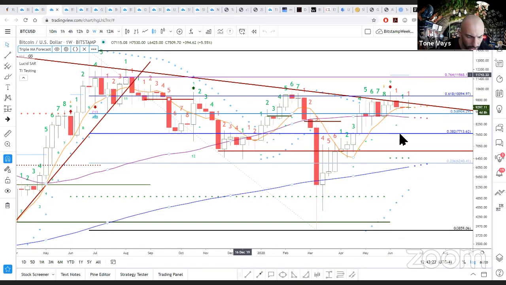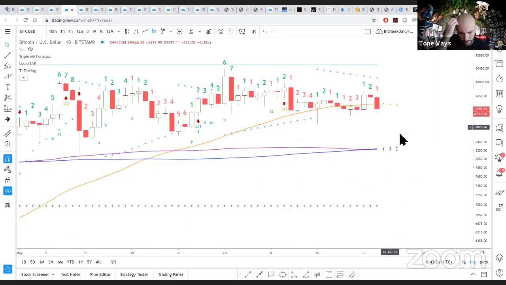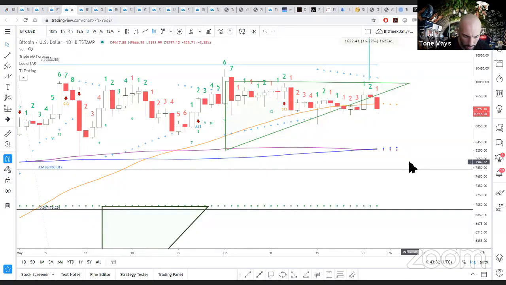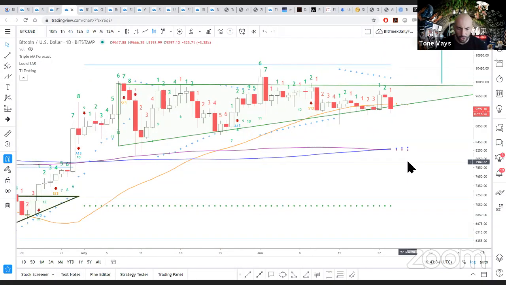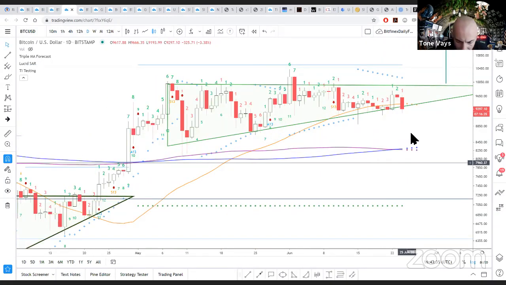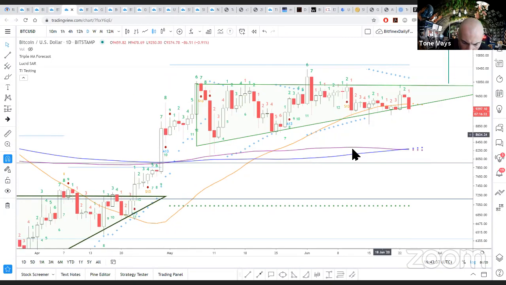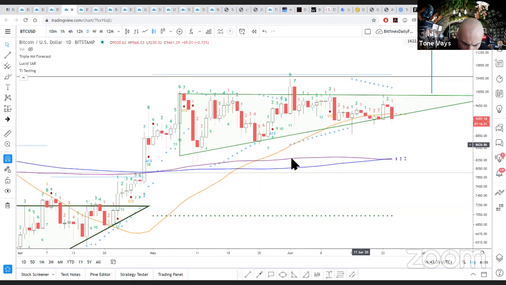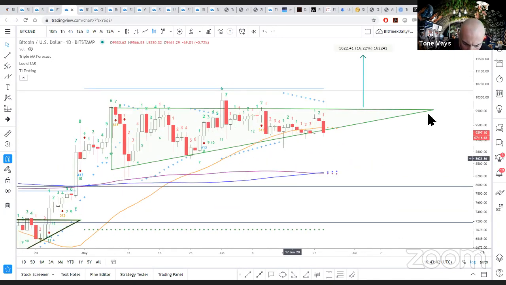Daily chart. I need to bring annotations. Okay, so the daily chart is still within the triangle. I've been gone about 5 days, and not much has changed. I have not touched this triangle, so now we can go ahead and update it.